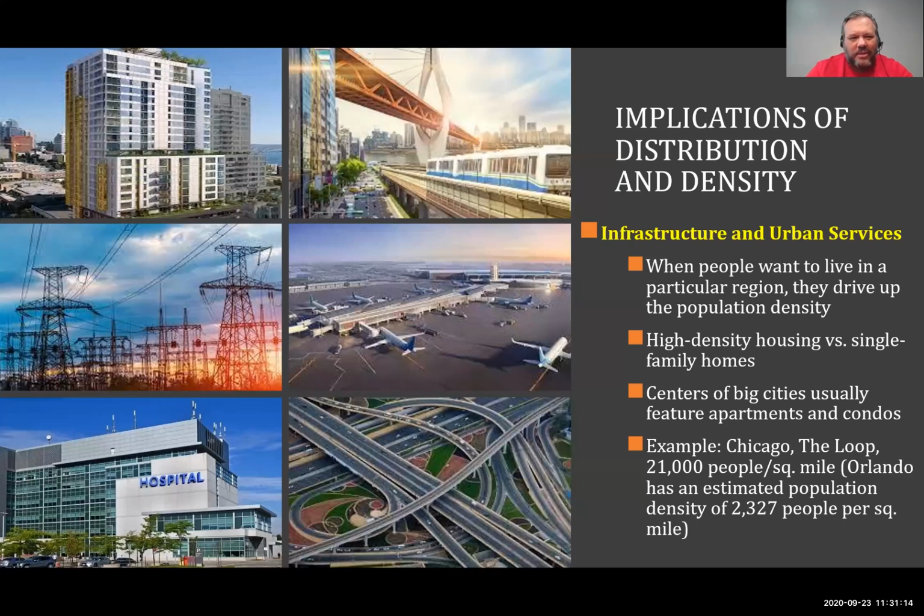So here's some examples of infrastructure that would be needed in more urban areas. These would be high-rise apartments, because if the city's already full land-wise, you just have to start building up. And so that would be part of the infrastructure. Here we have a rail system would be part of an infrastructure, power grid, airport, hospital, roads. You get the idea of infrastructure.